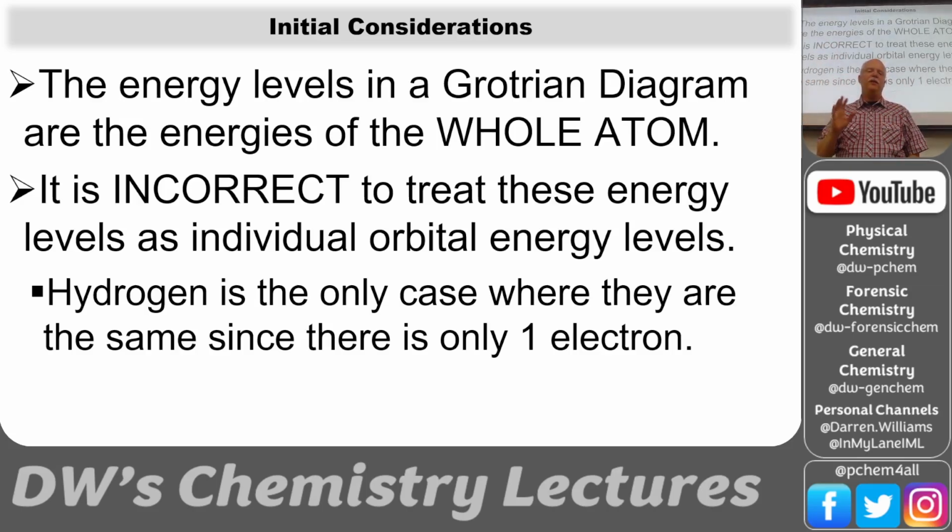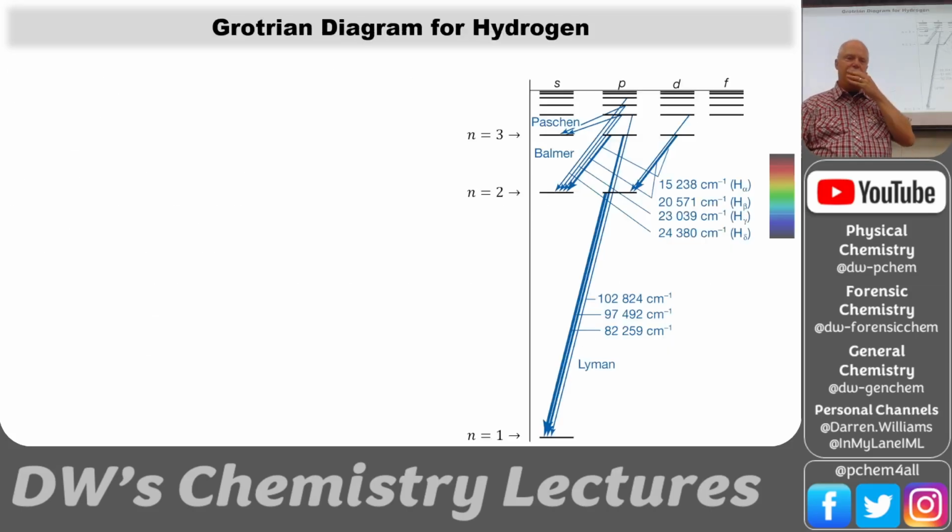Now, hydrogen would be the only case where that might be the case because there's only one electron. But in all the other multi-electron atoms, it doesn't make sense to say that that's the energy level for the 2p orbital and the 3d orbital or whatever. When you see all those lines on there, that is the energy for an atom with a particular electron configuration. So we'll see why that's the case. So let's stay with hydrogen for now, but then we'll get to helium and go on up to mercury.